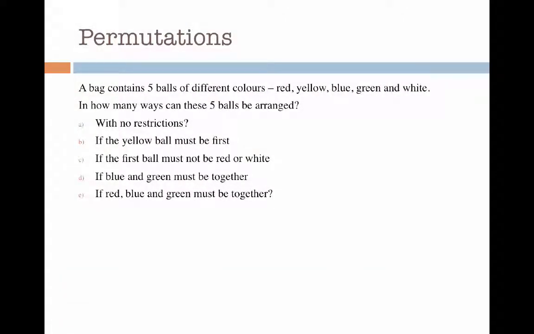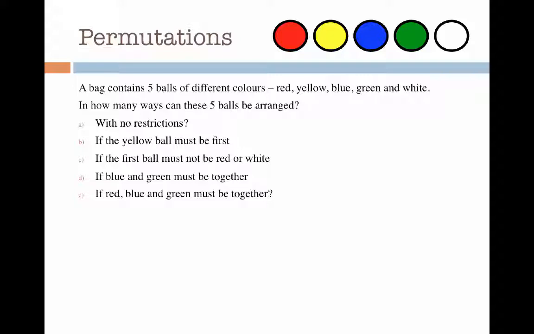A bag contains 5 balls of different colors: red, yellow, blue, green, and white. In how many ways can these 5 balls be arranged with no restrictions, if the yellow ball must be first, if the first ball must not be red or white, if blue and green must be together, and if red, blue, and green must be together?